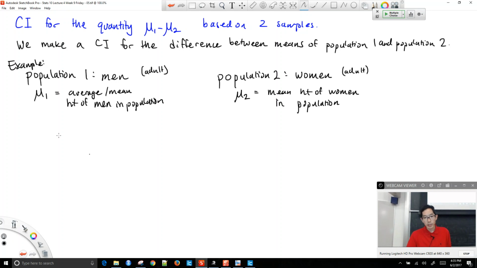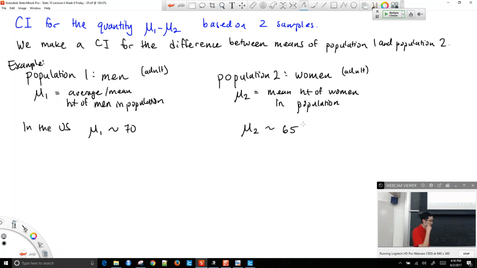And we're going to create a confidence interval for mu1 minus mu2. Just in the US, mu1 is somewhere around 70 inches, 5'9.5", 5'10". We'll just keep it simple and say 5'10". And then the mean height for women is somewhere around 5'4", 5'5". Let's just say 65 inches.